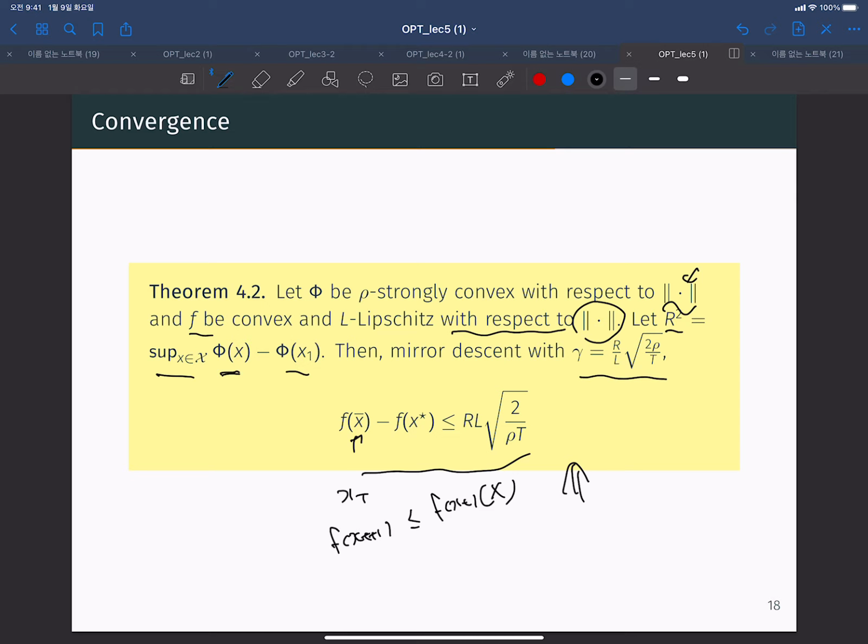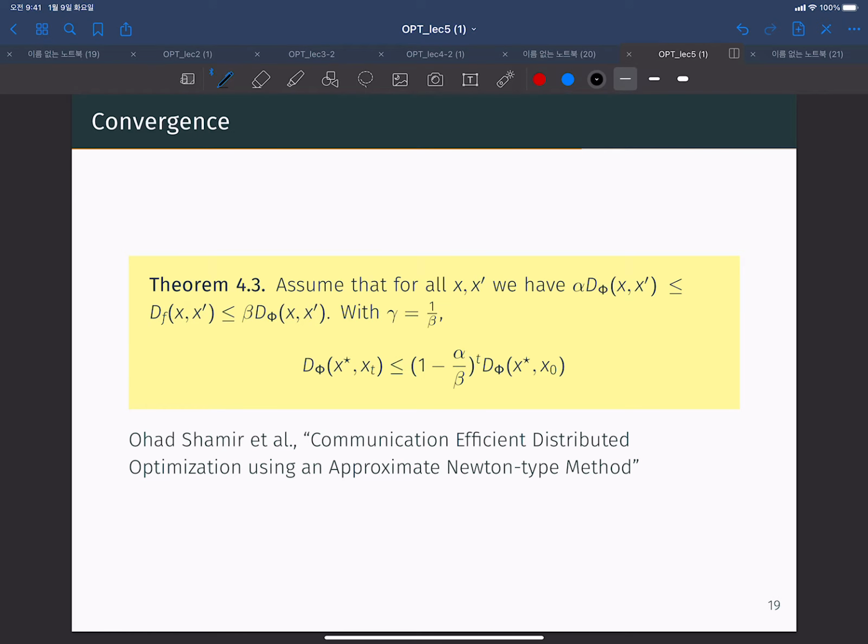This is also a very interesting result, and I will leave the proof for your practice. This is kind of homework, so I will give you the exact proof next week. I would like to introduce another very interesting result for the mirror descent algorithm, which was shown very recently by Ohad Shamir et al. in the paper Communication Efficient Distributed Optimization using an Approximate Newton-type Method.